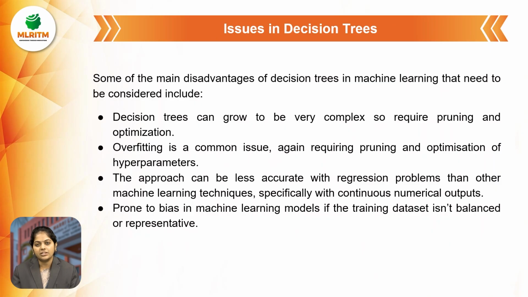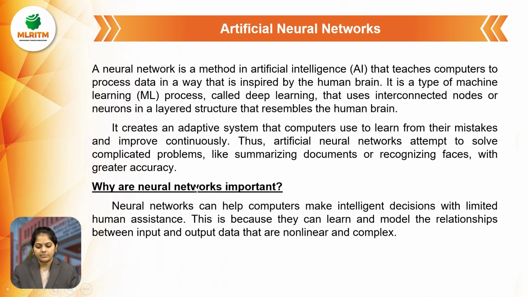So let's look into the issues in decision trees. These are the main disadvantages, let's say. Decision trees can grow to be very complex and require pruning and optimization. Whenever the size increases, we need to do the process of pruning. Next, overfitting is a common issue, again requiring pruning and optimization of hyperparameters. The approach can be less accurate with regression problems than other machine learning techniques, especially with continuous numerical outputs, and it is prone to bias in machine learning models if the training data set is not balanced or representative. So these are some basic issues in decision trees.